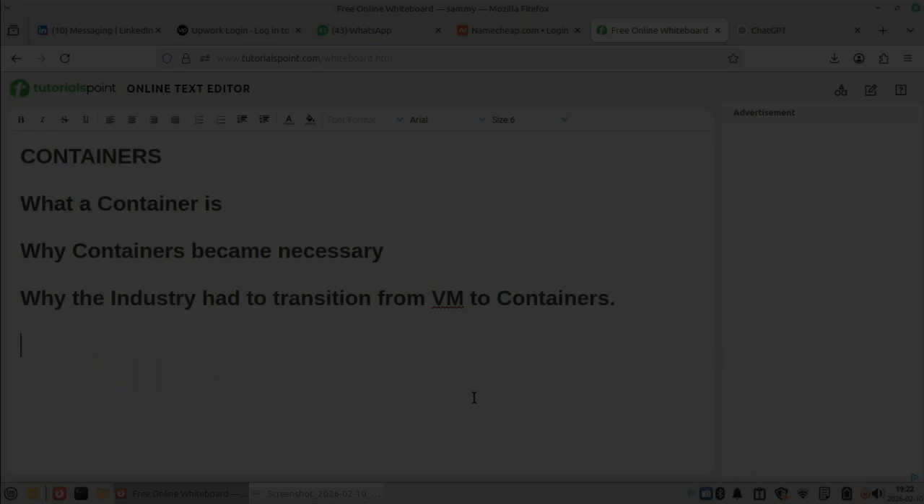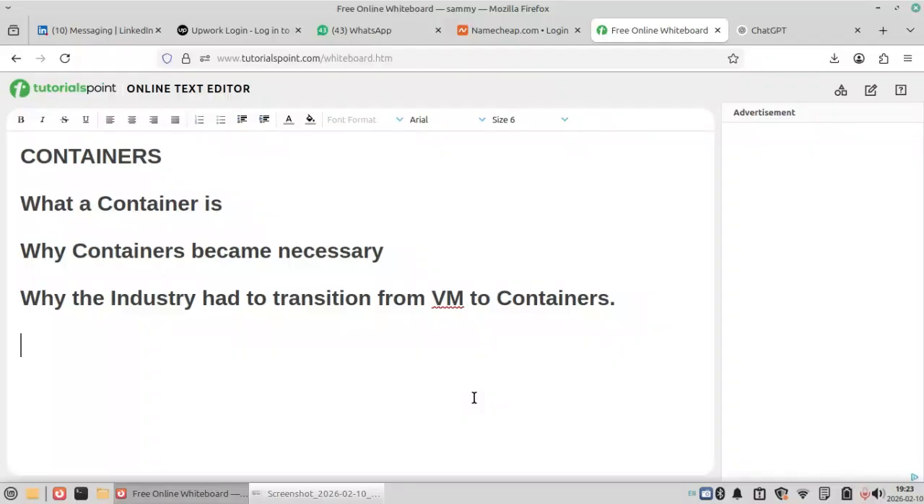This is the next video in our DevOps playlist, and today we'll be looking at containers. So we are going to see what a container is, then we are going to look at why containers became necessary, and then we are also going to look at why the industry had to transition from virtual machines to containers.